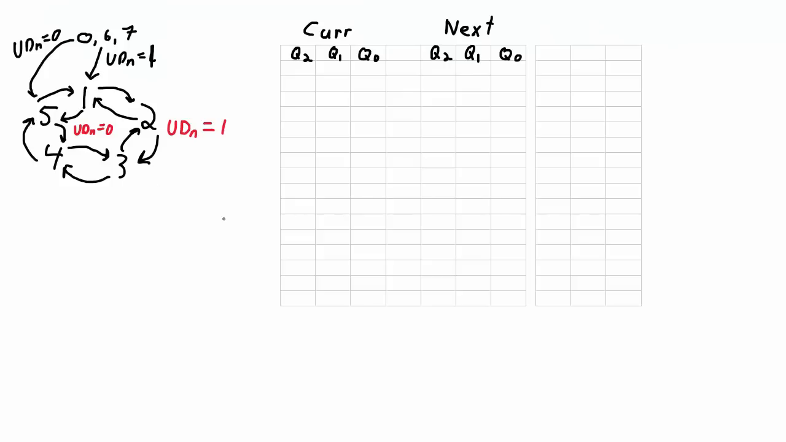So the first thing I want to do once I've defined my state transitions is to create a table showing the current to next transition. So all my current states are 000, 001, 010, 011, 100, 101, 110, and 111. And then I need to figure out for each one of these current states what my next state is. But there's actually one more piece of information that I need to add, and that is what the value of the up-down bit is. So let's start off setting the up-down bit to 1 for all 8 of these states.